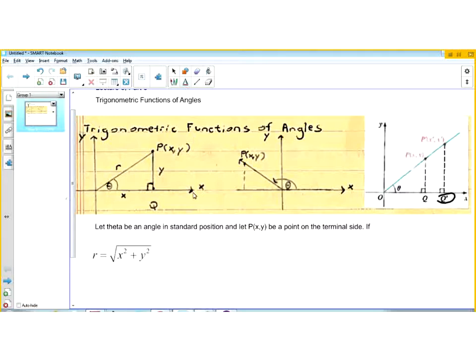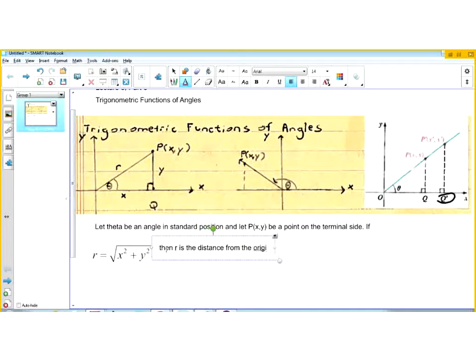then r is the distance from the origin to the point P, the point P (x, y). All right. Okay, and if that's the case, then we can reestablish our trigonometric functions as follows. So we'll have the following.